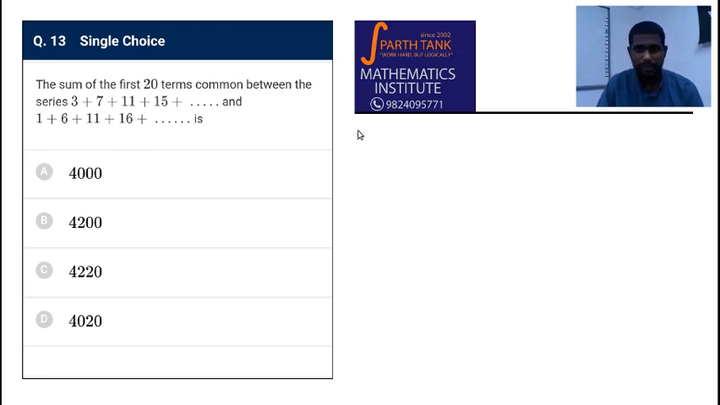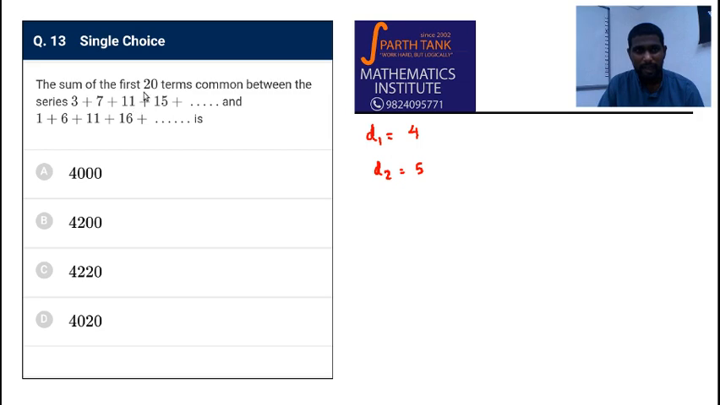Now the first series is an arithmetic progression with common difference 4. First series, let us say D1. Now the second series has common difference 5, right? So we see already there is one term common, 11 and 11, okay?